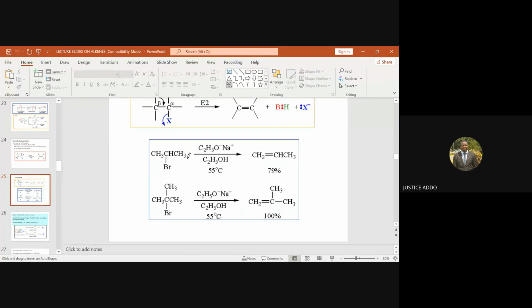So you can see 2 examples here where the bromine, which is a halogen, has to be removed with what? An adjacent hydrogen. This one is symmetrical, so it can go with a hydrogen here or here, and then you form your alkene. What is important is that it requires a base or a basic medium for the reaction to take place.